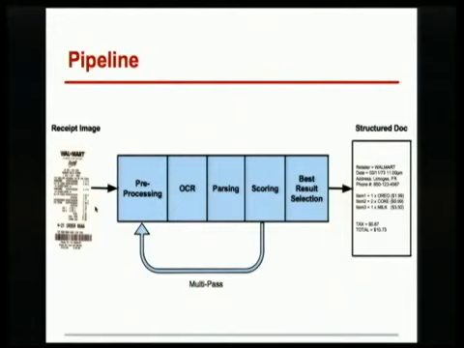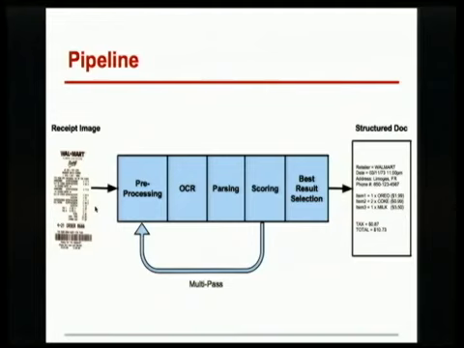A bit more details, and we'll dive into each of these components here. So that's the pipeline. We get these images of a receipt, and the first thing we do is pre-processing. It turns out if you feed an OCR engine with a picture of a receipt, your quality is going to be terrible. So you need to do a lot of cleanup. You need to do a lot of pre-processing before you can run OCR. So pre-processing, then we run OCR, then we do some parsing of the data. We try to make sense of the data.